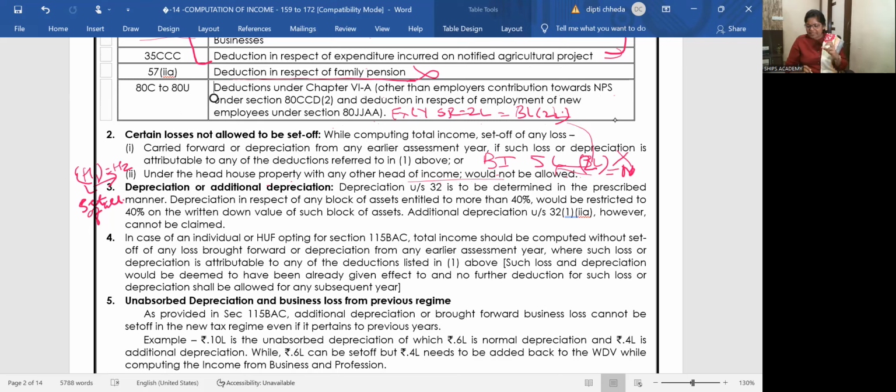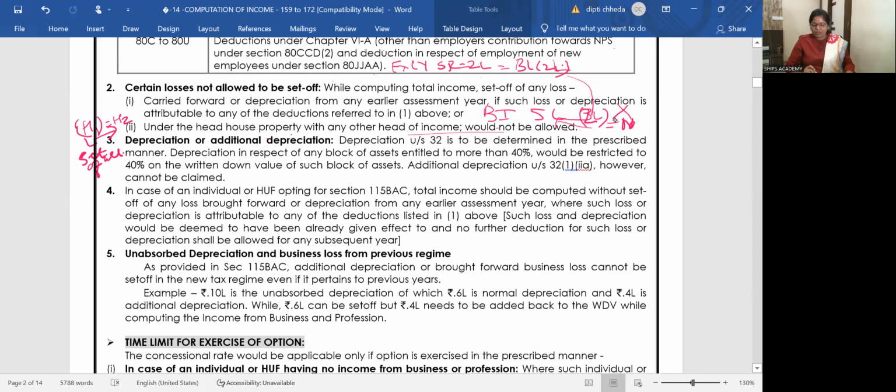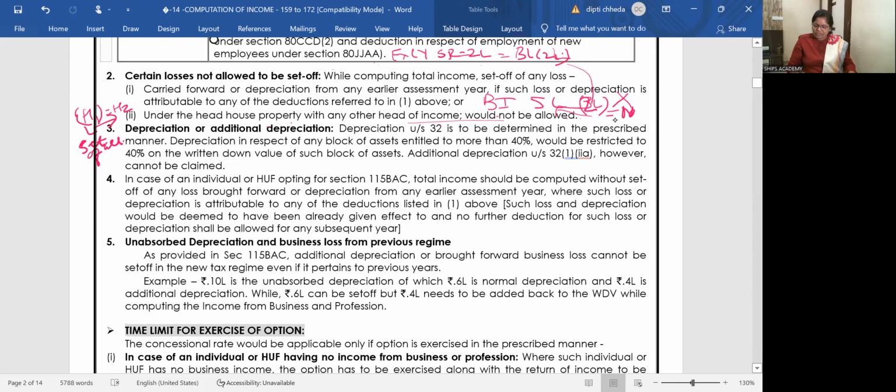I'm discussing some technical aspects. So if you want more examples, please keep messaging me. I'm seeing the chat box. Okay? Chalo. Now we'll go for depreciation.